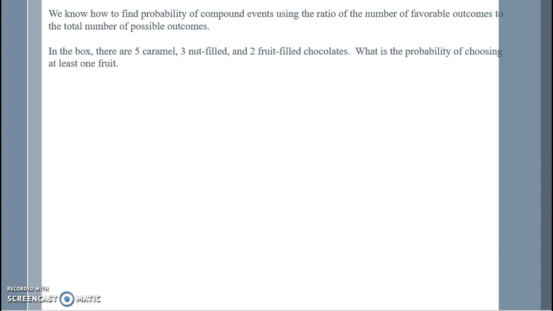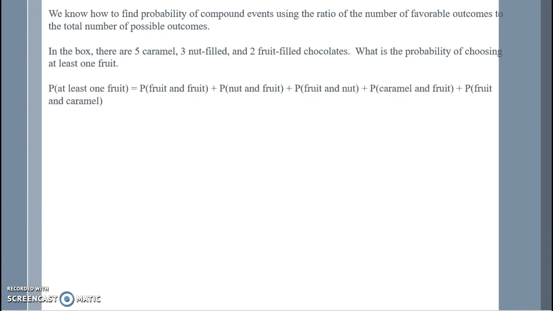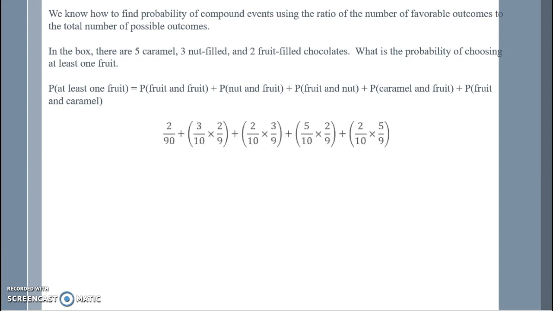Let's keep the same scenario going, except this time we want the probability of choosing at least one fruit. We're only choosing 2, but we need at least one fruit. So we would have the option of choosing fruit and fruit, nut and fruit, fruit and nut, caramel and fruit, and fruit and caramel. So those are the options with at least one fruit. So 2/90 from the previous one for fruit and fruit.